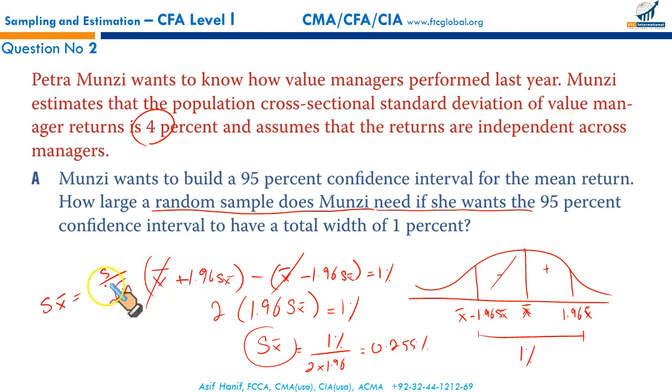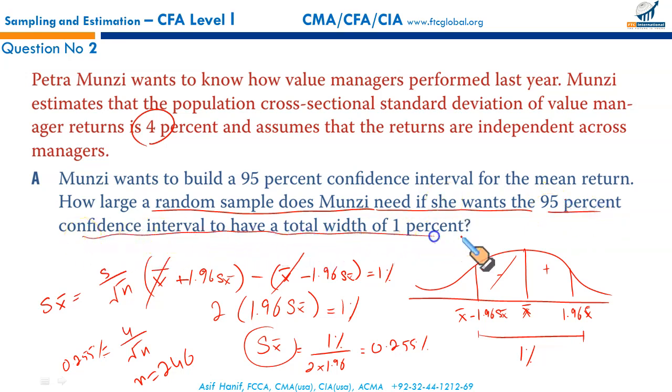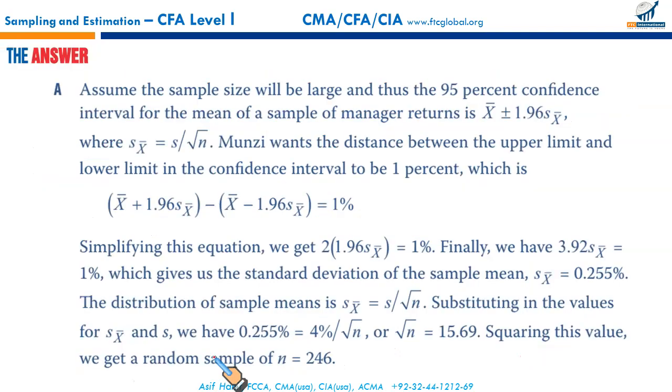We have been given the standard deviation 4% here. n is to be calculated, and 0.255 has already been calculated just now. If you make n the subject of this equation, you get 246. We need a sample size of 246 if she wants the 95% confidence interval to have a total width of 1%. So that makes 246 the correct option here.